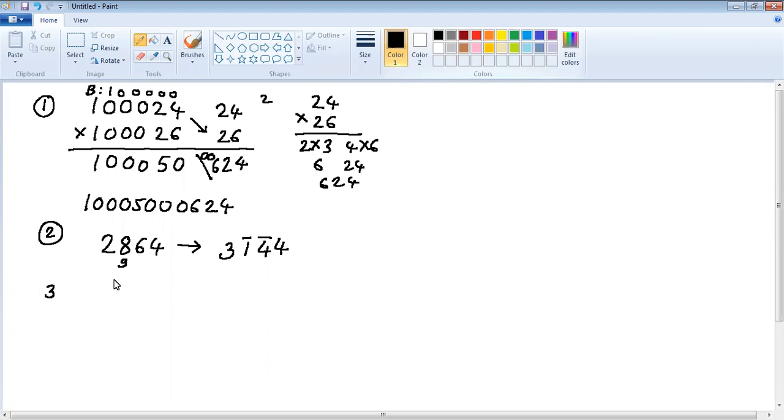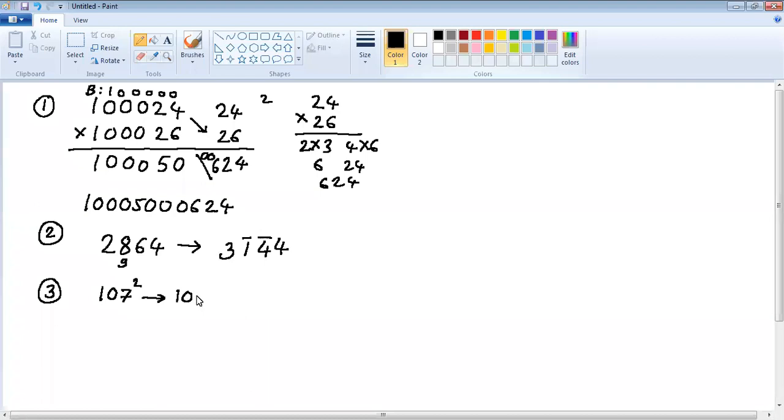So the topic here was normal number to vinculum number. The third question is the square of 107. Square of 107, the third question. Yeah, so I'm writing it here like this.